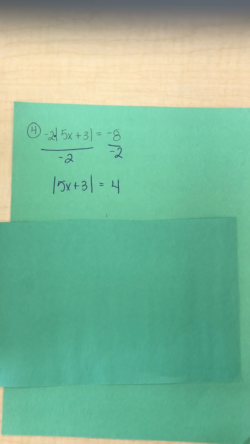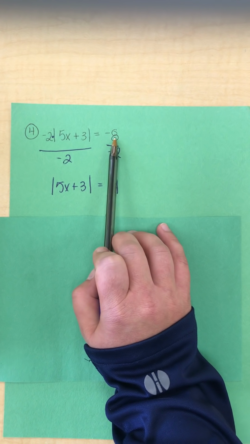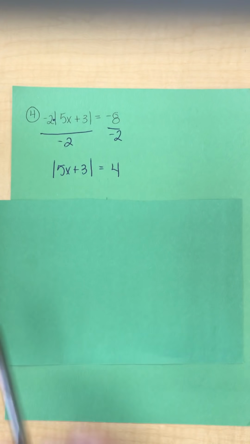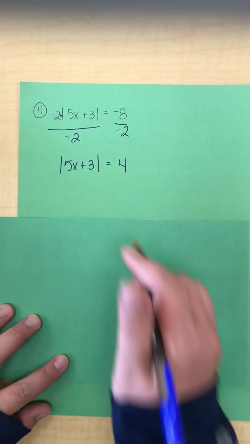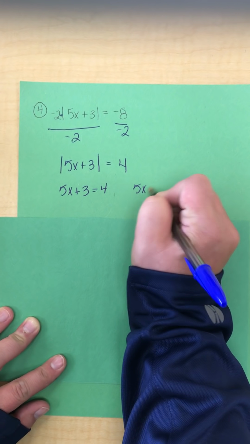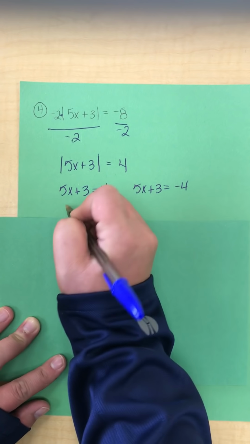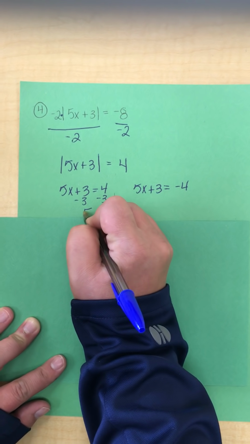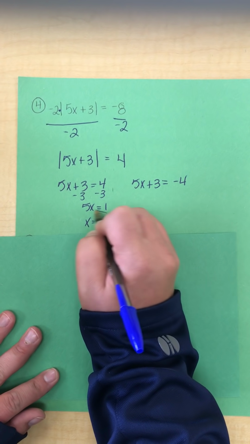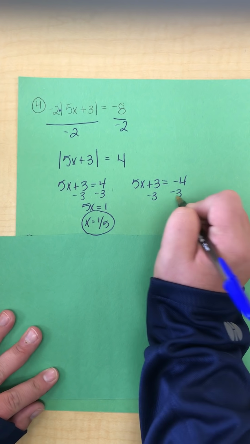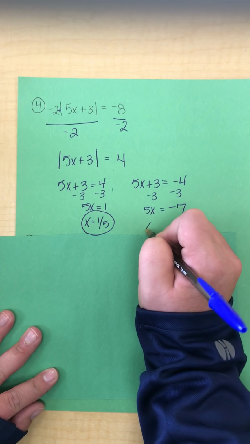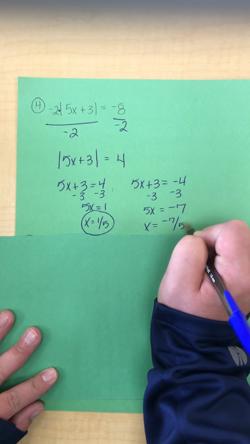So remember we talked about it not equaling a negative before? Well, it equals a negative here, but once I isolated the absolute value, it doesn't equal a negative anymore, so I can keep going. All right, so it's isolated. Make your two equations. 5x plus 3 equals 4, and 5x plus 3 equals -4. Subtract the 3 over, so 5x equals 1, so x is 1/5. And we're going to solve this one as well. So 5x equals -7, so x is -7/5.